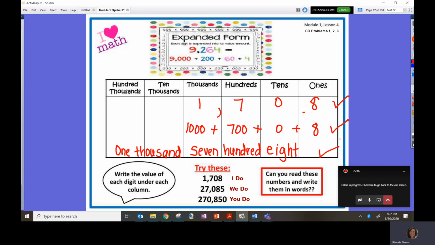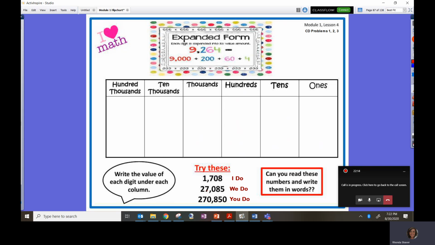Now we're going to do one with a partner, a we do, and I'm going to support you in that. So you are going to turn to a partner in just a moment when I pause the video, and you're going to work together to try to do this one, 27,085. 27,085. All right, we're going to pause the video, and I want you to turn to your partner and work together to see how you can write that in standard form, in expanded form, and in words.